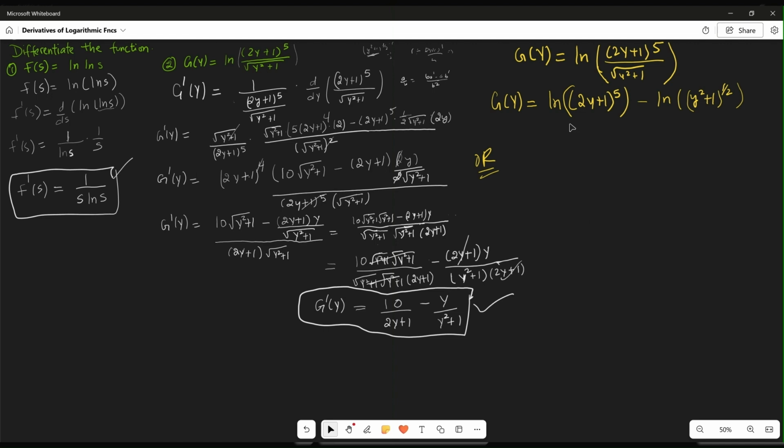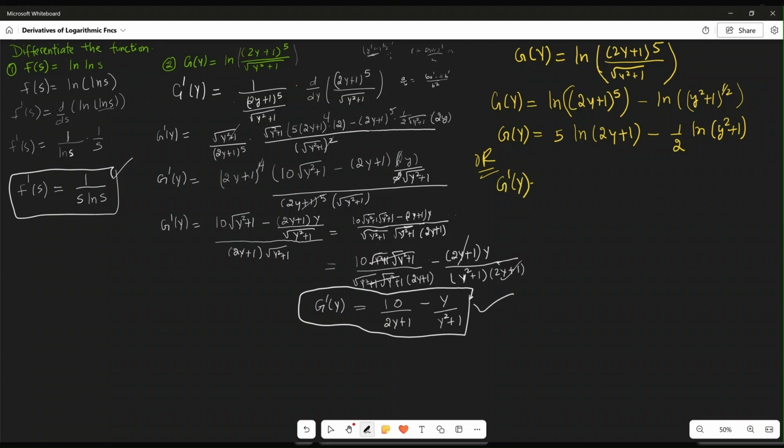And now if you remember the law of the natural logarithmic functions, the power comes in multiplication: 5 natural log 2y plus 1 minus the same thing here, 1 over 2 natural log y square plus 1. And if you want a quick review, please watch my two other videos about log functions. Okay, this is the simplified expression. Now let's take the derivative of this.